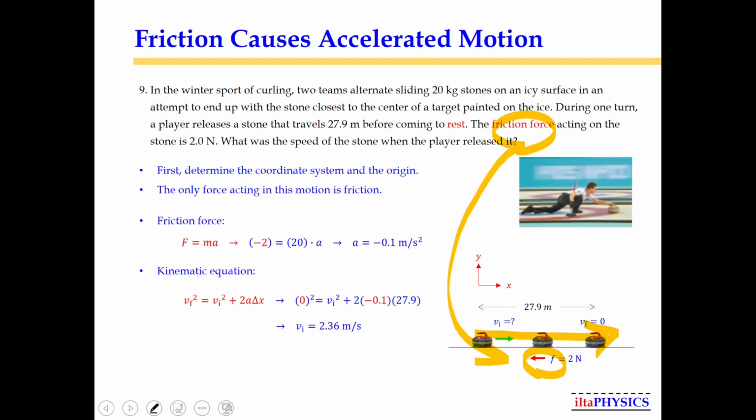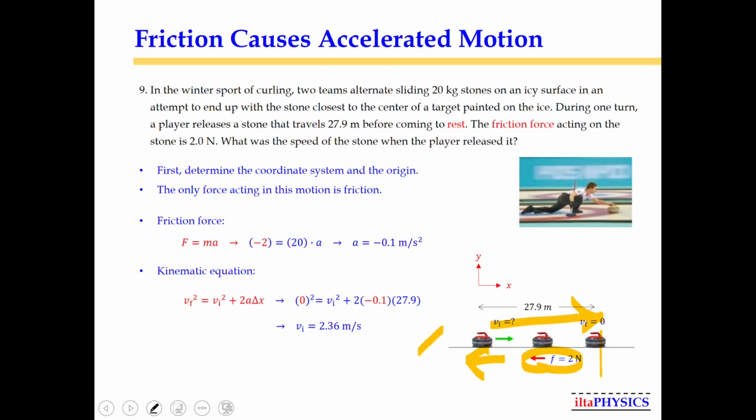Based on this, if you can read the problem and visualize the situation shown in the diagram below, you've already solved half of it. The most important thing here is the direction of the friction force. Since the stone is sliding to the right and coming to a stop, please note that friction acts in the opposite direction of the stone's motion, which is to the left.